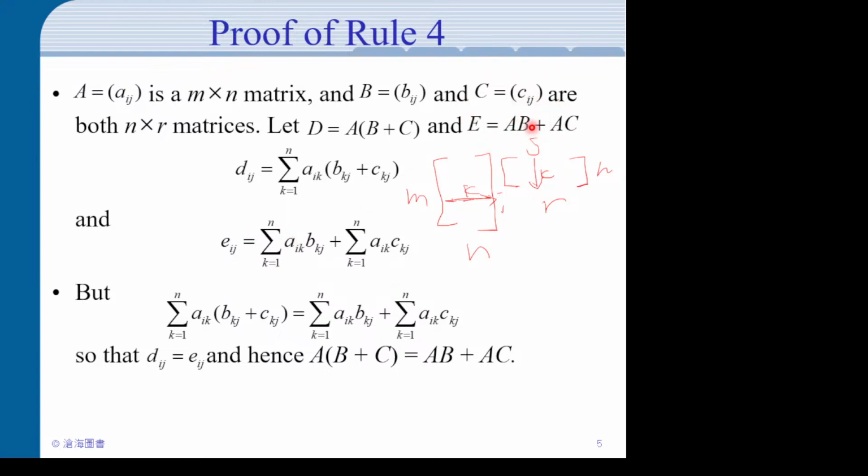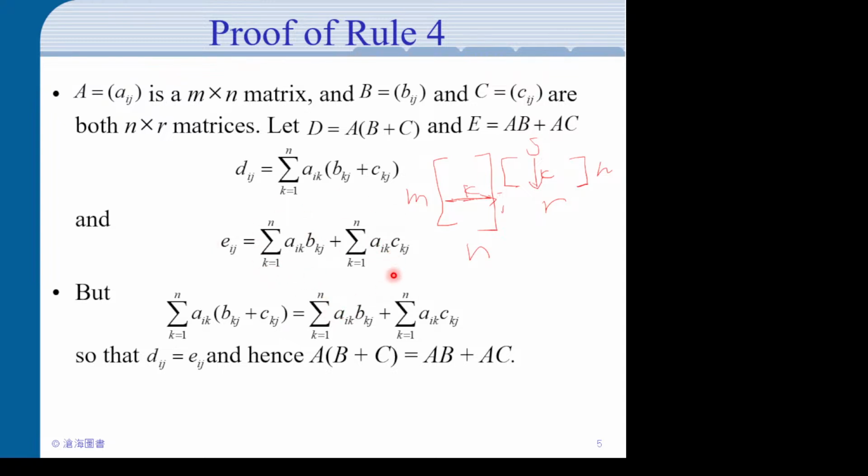So it should be the ijth element of this plus the ijth element of this. And the ijth element of this is once again a_ik times b_kj, summing over k. And here you have a_ik times c_kj, summing over k. And then are those two things equal? Yes, because we know the summation is linear.